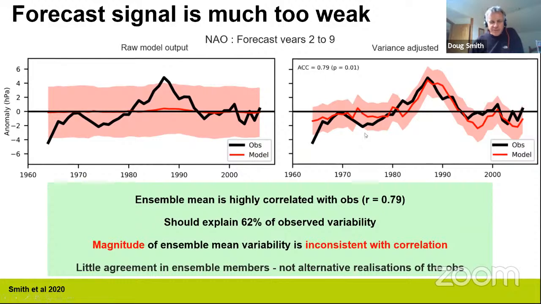But there's a discrepancy here, because a correlation of 0.8 should explain 62% of the variance of the observed variability. And clearly, if we just take the models at face value, the variability that's actually explained by that ensemble mean is much, much less than that. So the magnitude of the raw ensemble mean variability is inconsistent with the high correlation skill. There's also little agreement between ensemble members, which shows that these are not alternative realizations of the observations.